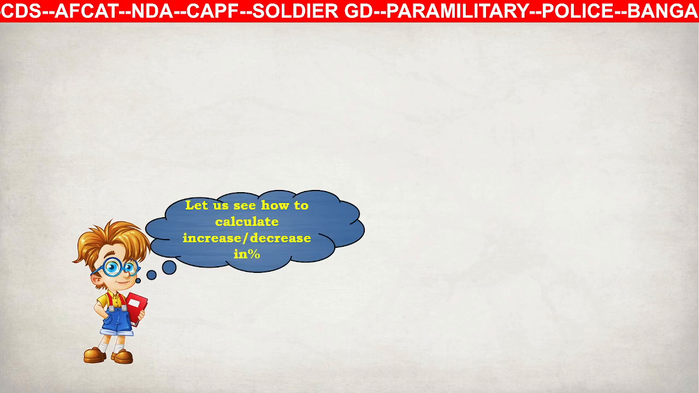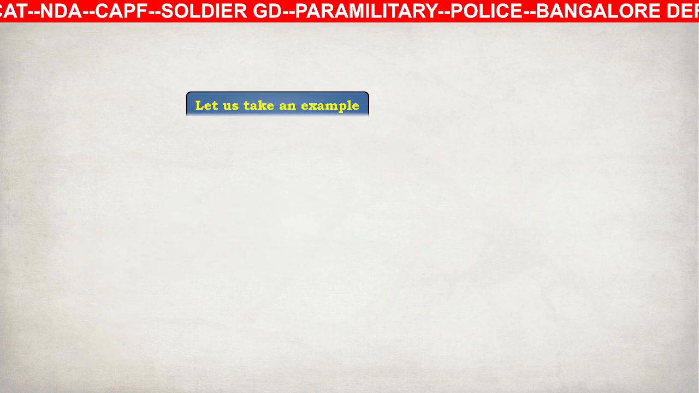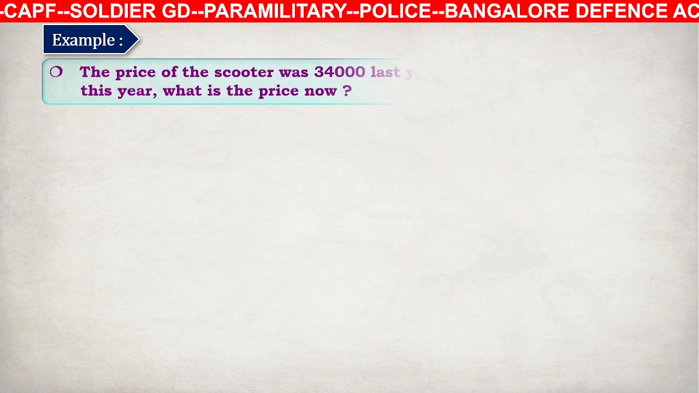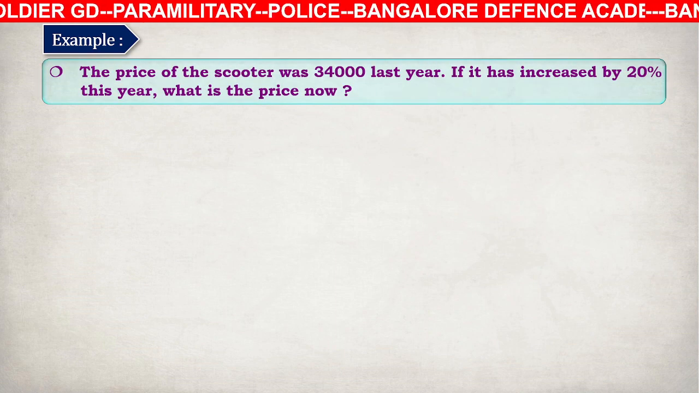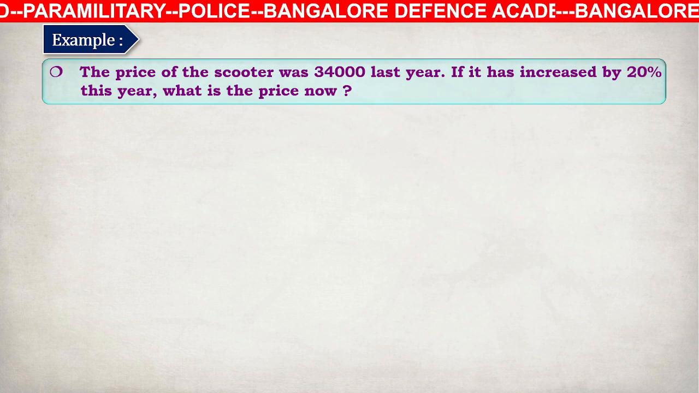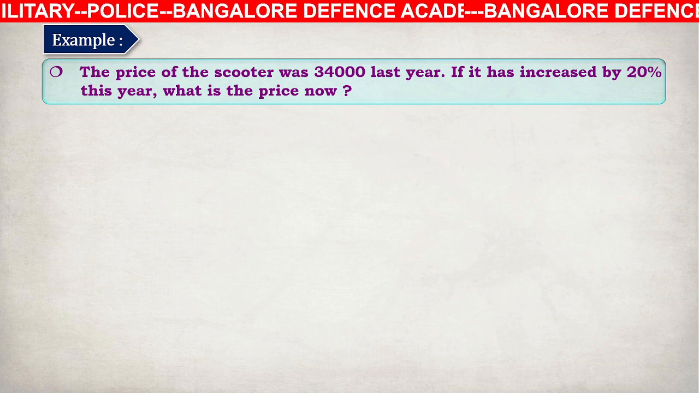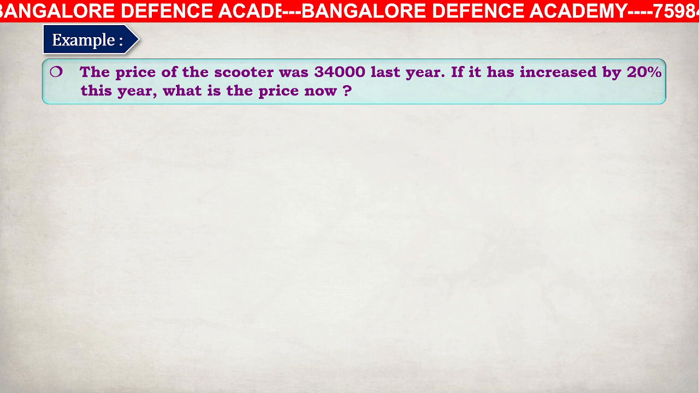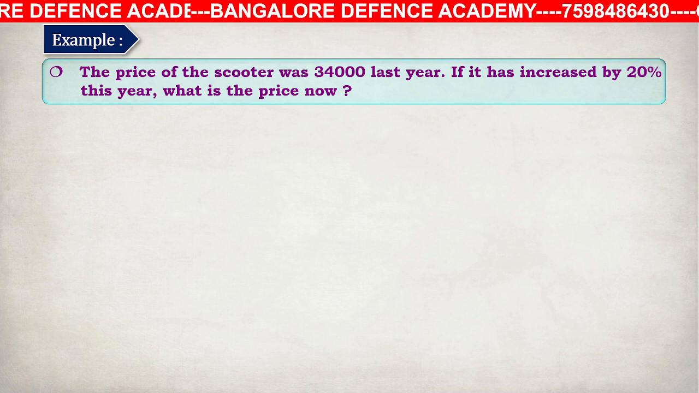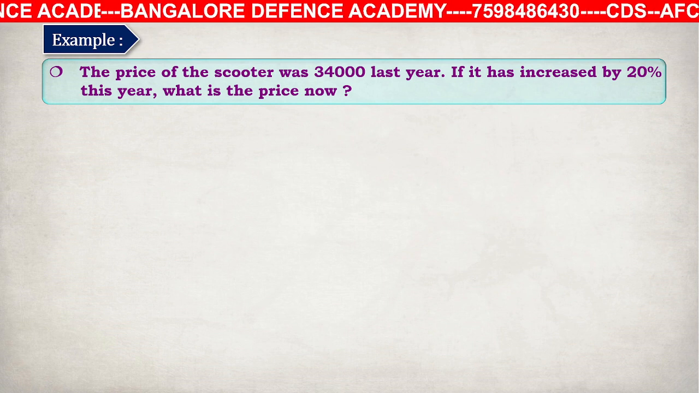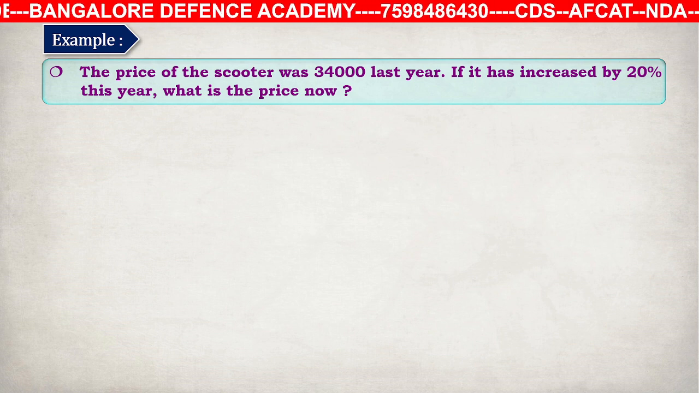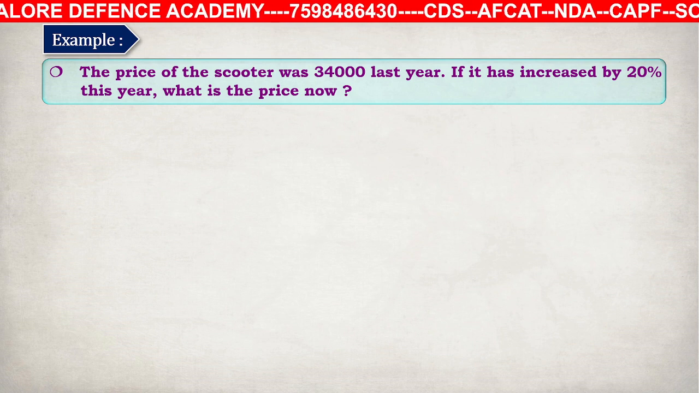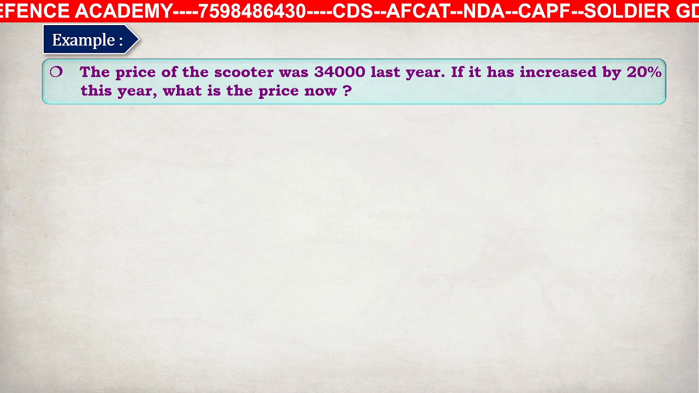Let us see how to calculate the increase or decrease percentage. We'll have an example here. This is the first example. The price of the scooter was 34,000 last year. If it has increased by 20% this year, what is the price now? Look at the question here. Last year 34,000 was the cost of the scooter, and this year it is increased by 20%. So first you have to find out how many rupees it has increased.